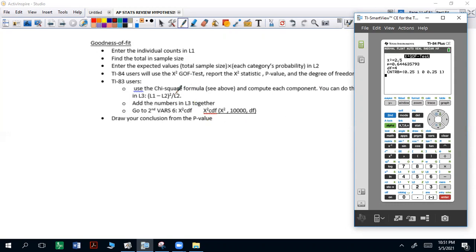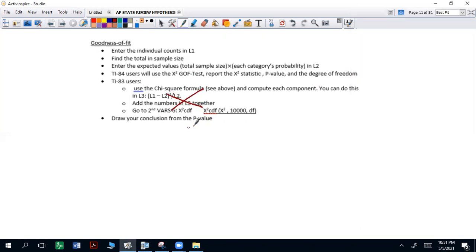So you're going to have a TI-84, so don't worry about the 83 here. So larger chi-squared, smaller p-value. And in this case, a smaller p-value means you reject the null, which means that we can conclude that the proportions are different.